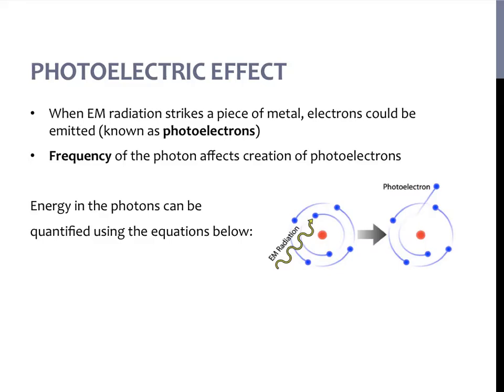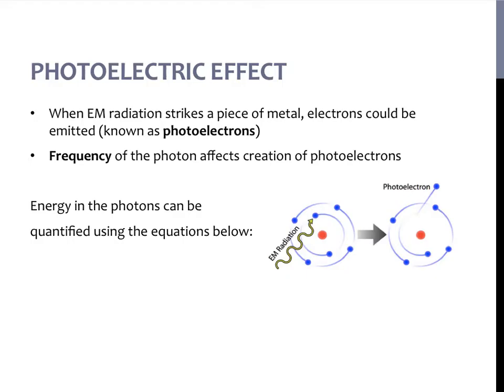Okay, then we go on to the photoelectric effect. Here, when you have electromagnetic radiation striking a piece of metal, electrons could be emitted, and these are known now as photoelectrons. So the moment it leaves the atom, that's when it becomes a photoelectron. So here you have some EM radiation striking an electron. Once it gains enough energy to leave the atom, it then becomes a photoelectron.